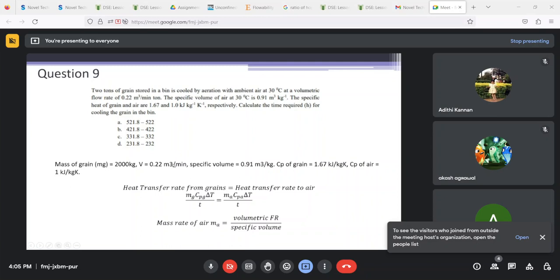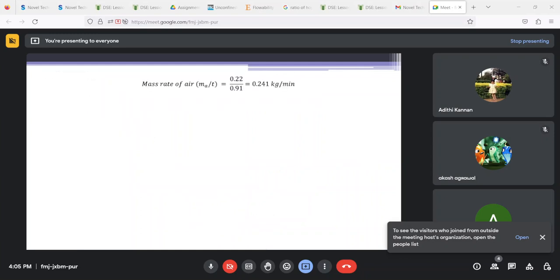So you know the volumetric flow rate of the air. To get the specific volume, all we need to do is substitute. So ma by t is equal to 0.22, which is the volumetric flow rate, divided by 0.91, which is the specific volume. When you divide, it gives you 0.241 kg per minute. This is the mass flow rate of air. This ma by t you can substitute back in the first equation, where you are equating the two heat transfers.